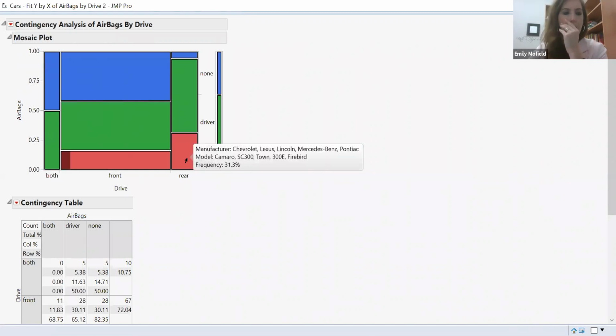What does both mean for airbags? I've got to think about that. All right, I want to keep going.